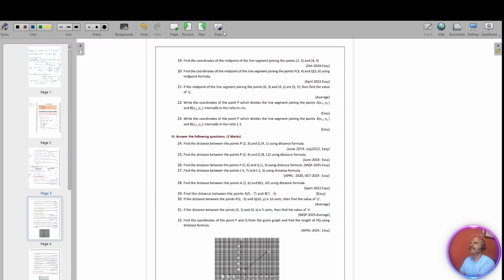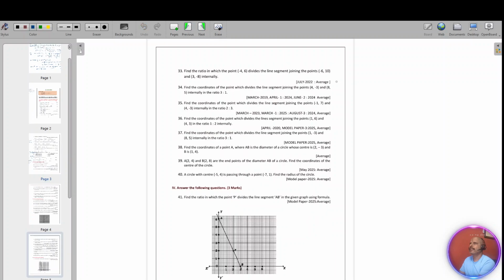33. Okay, we have a few more questions of 2 marks. This is the section formula we are seeing in 33. Find the ratio in which minus 4 comma 6 divides the line segment joining the 2 points. What they have given is, I'll draw here A and B, and this is P. This point divides the line segment, so A is minus 6 comma 10 and B is 3 comma minus 8. The ratio they want means m:n they want.